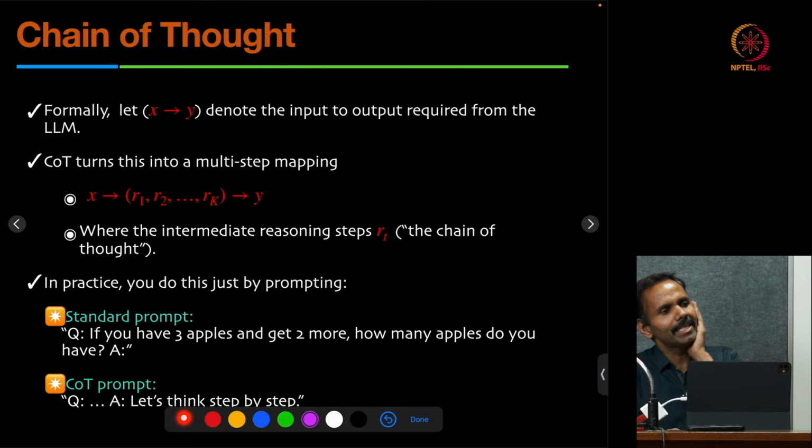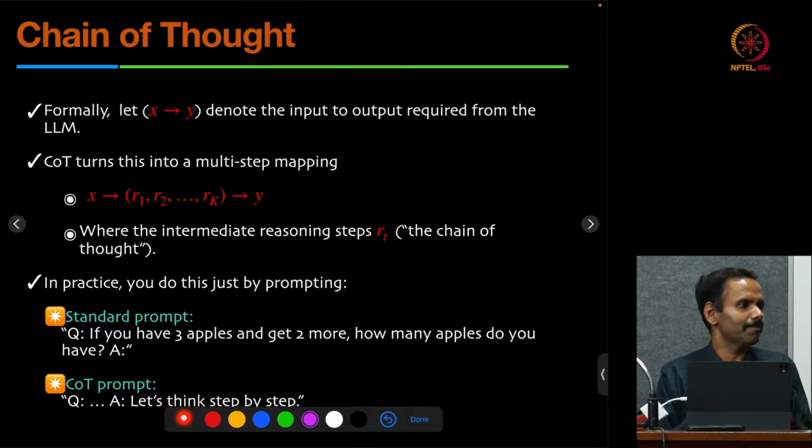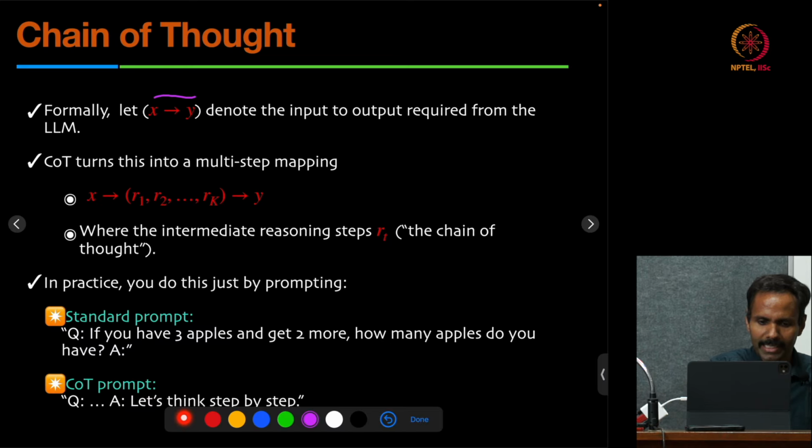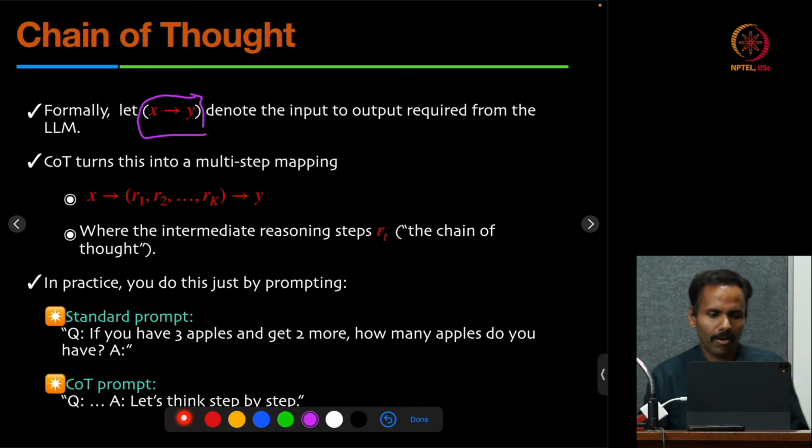Now let us start making this a little bit more formal. That was the big picture of what a chain of thought is. So what is it in a formal setting? Suppose I have a mathematical problem of this nature that I want to map an input prompt, a question, to its output, say y. And now the chain of thought can be considered as a problem of splitting this mapping into a series of steps, right?